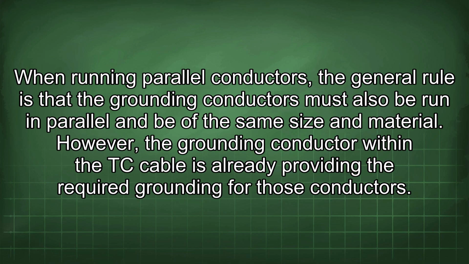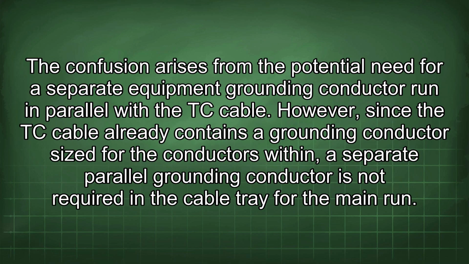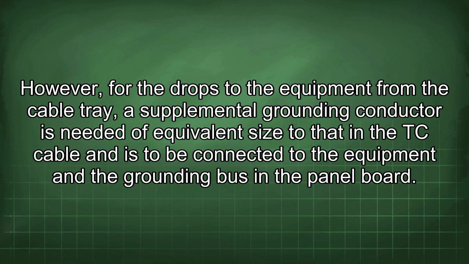However, the grounding conductor within the TC cable is already providing the required grounding for those conductors. The confusion arises from the potential need for a separate equipment grounding conductor run in parallel with the TC cable. However, since the TC cable already contains a grounding conductor sized for the conductors within, a separate parallel grounding conductor is not required in the cable tray for the main run. However, for the drops to the equipment from the cable tray, a supplemental grounding conductor is needed of equivalent size to that in the TC cable and is to be connected to the equipment and the grounding bus in the panel board.